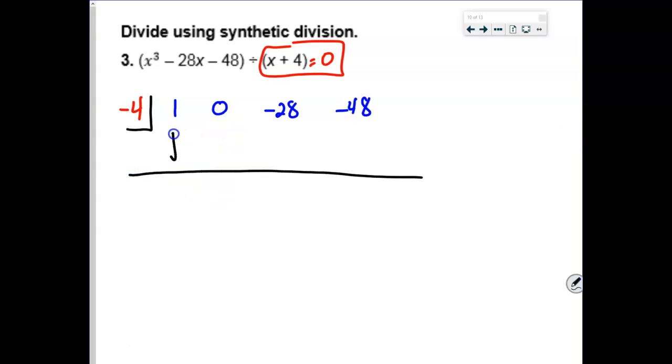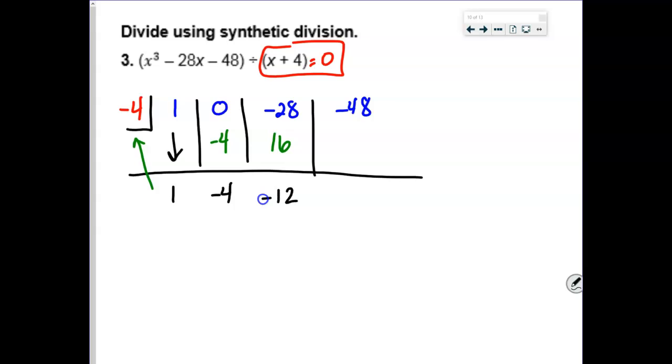And then everybody loves synthetic division until you forget how to do it. That's a problem. All right, bring the 1 down. Let's get this party started. Multiply. 1 times -4 is -4. And then you add them up, and you get -4 in that column. All right, -4 times -4 is 16. Add those up, and you get a -12. -12 times -4 is 48. Oh, looky there. You got no remainder.